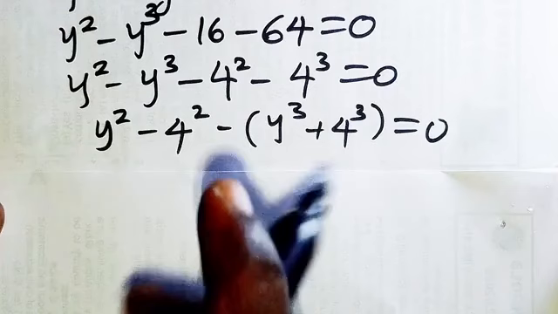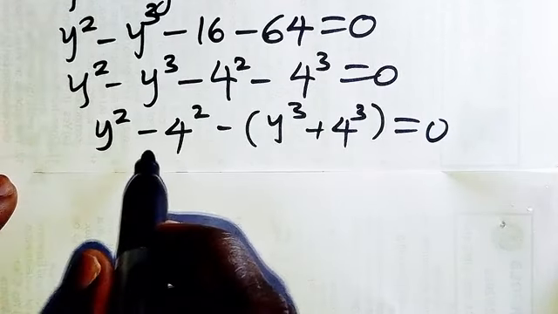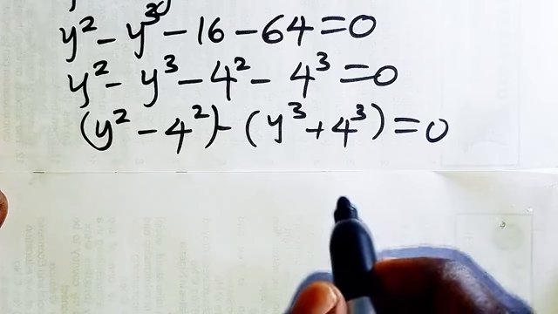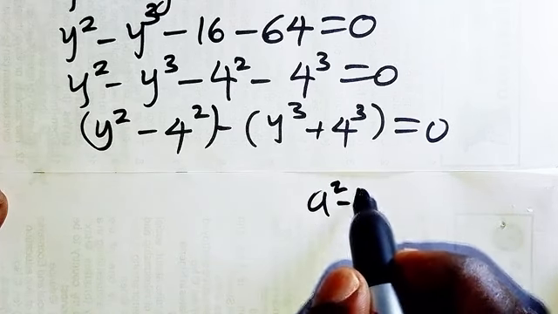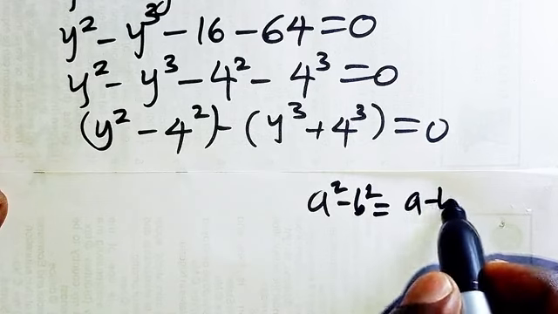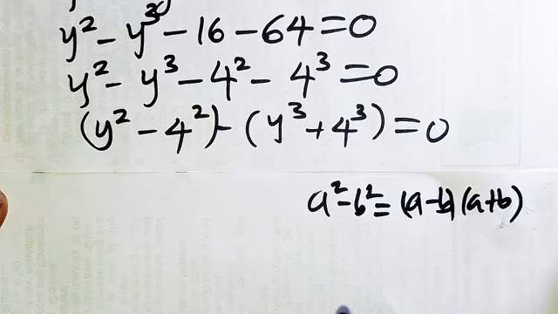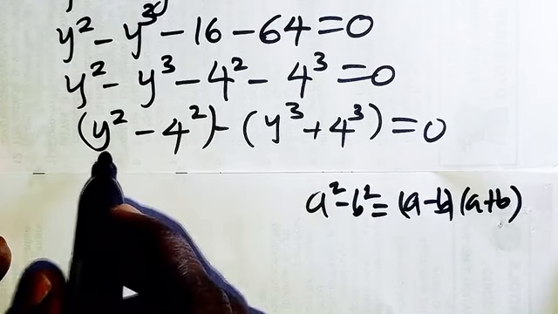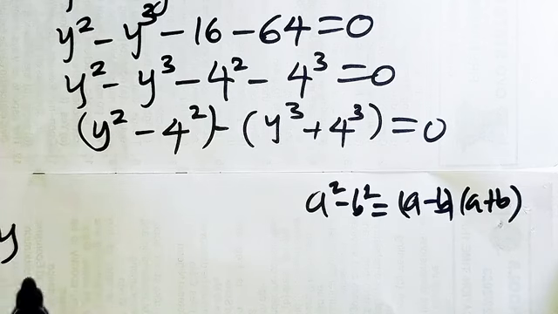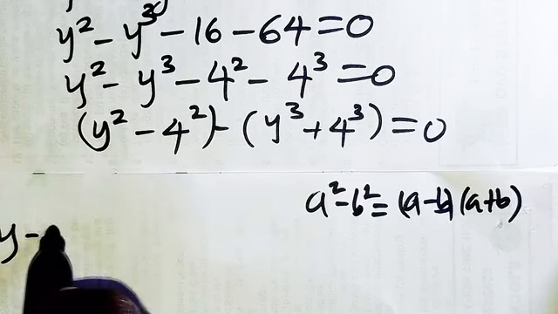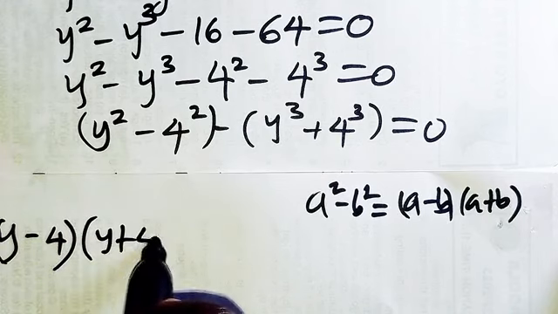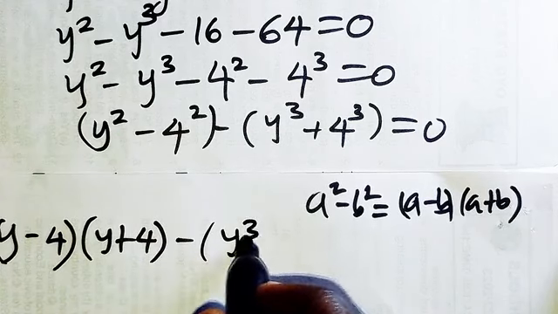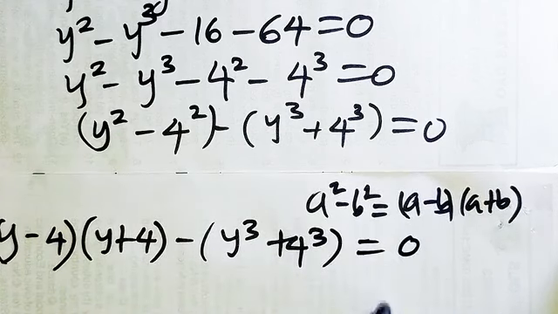Now from there, if you put the parentheses here, this is a difference of two squares, which says a squared minus b squared equals (a minus b)(a plus b). That is the difference of two squares. So I'm going to rewrite this in this form: (y minus 4)(y plus 4), minus (y to power 3 plus 4 to power 3) equals 0.